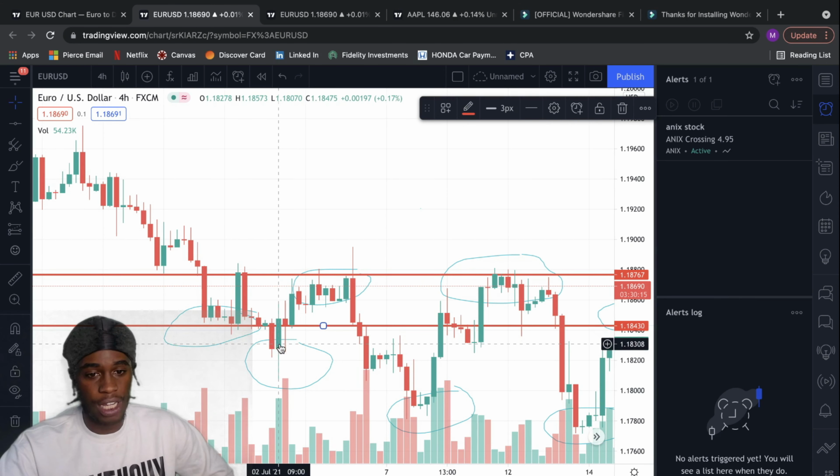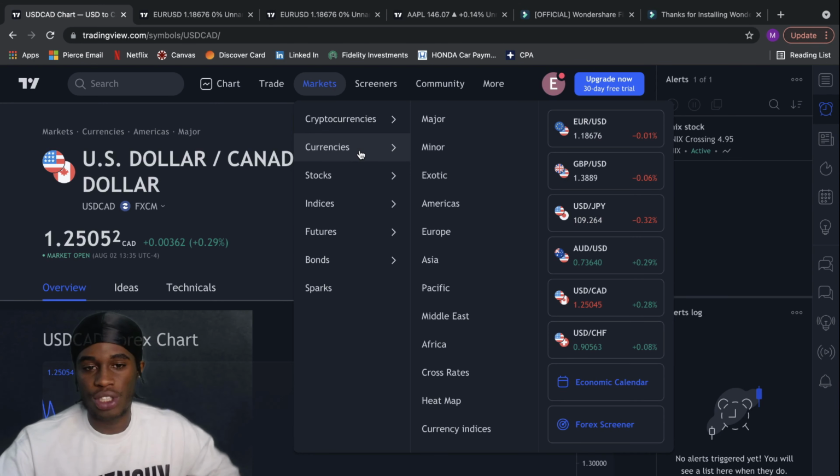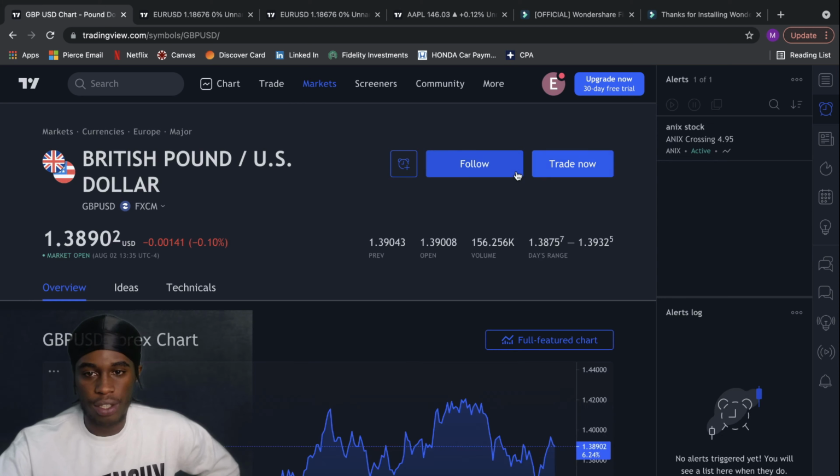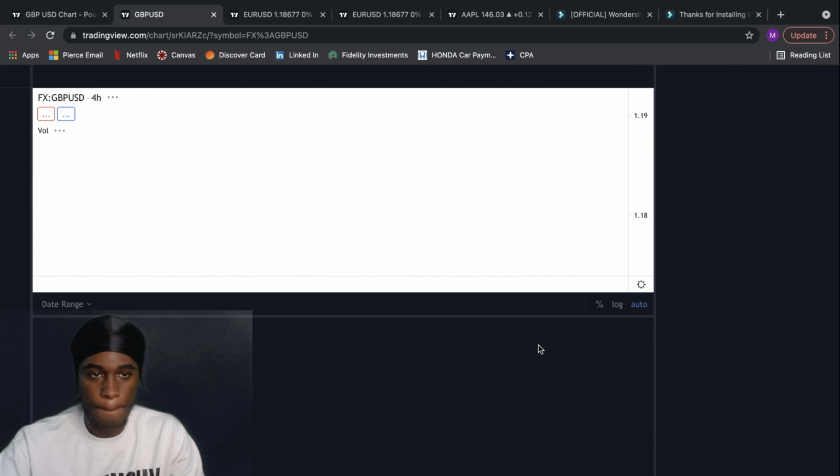As we see, it broke through here and it came right back. So we're going to do the same thing, right? We're going to choose a different currency this time. Let's go to GBP USD, right? Let's go to GBP USD.